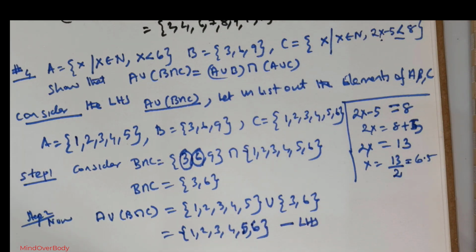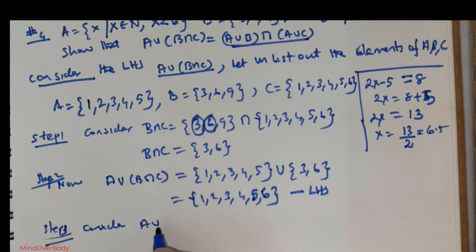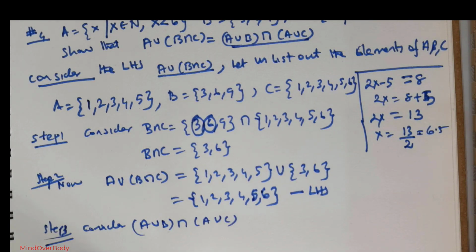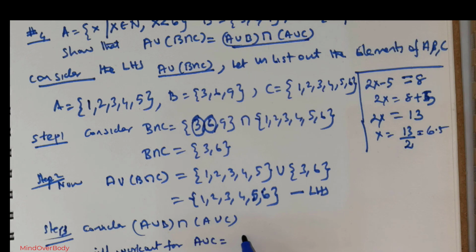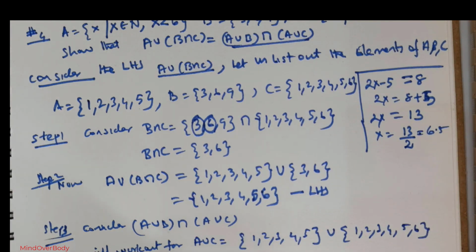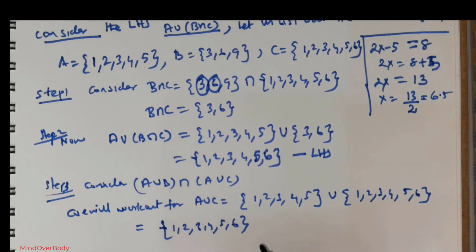So step number 3, consider the right hand side. What did we get in the right hand side? A union B intersection with A union C. So foremost, we will work out A union C first. So my A is 1, 2, 3, 4, 5. This is uniting with C, 1, 2, 3, 4, 5 and 6. So this is going to give me 1, 2, 3, 4, 5 and 6. So this is my A union C, and then I will consider A union B.